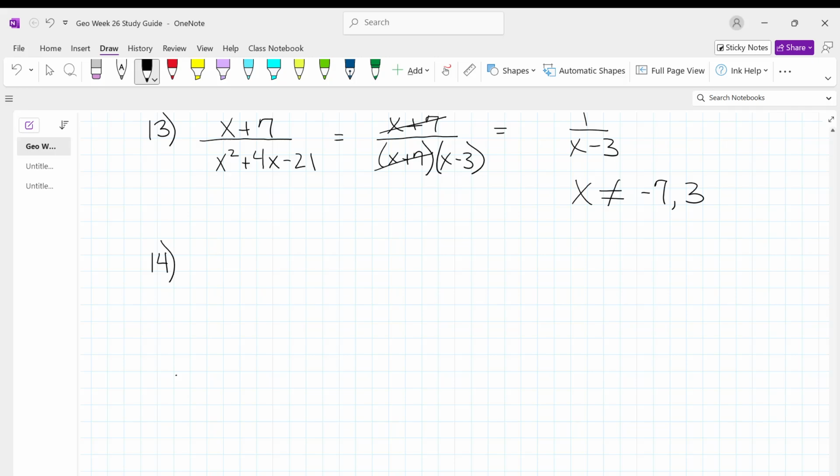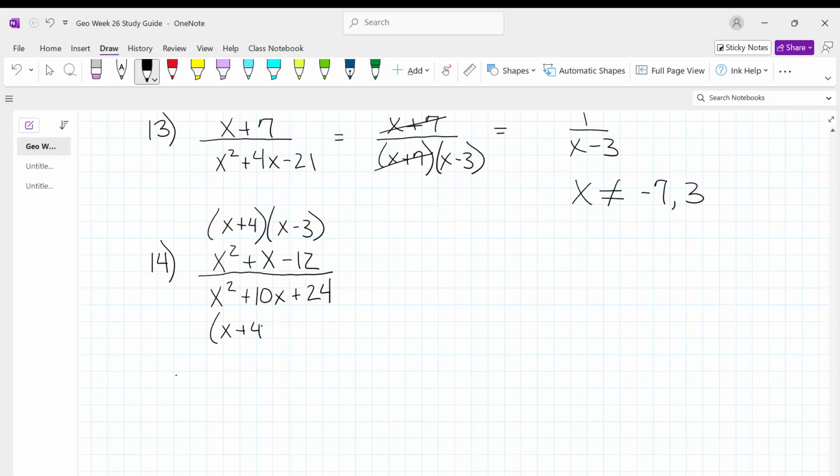Number 14, we've got x squared plus x minus 12 divided by x squared plus 10x plus 24. In the numerator, we're going to factor this to x plus 4 times x minus 3. The denominator factors to x plus 4 times x plus 6.